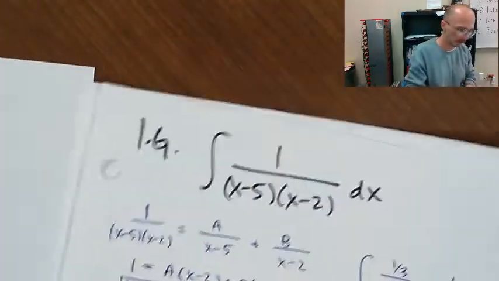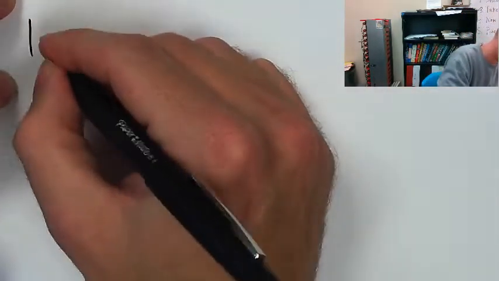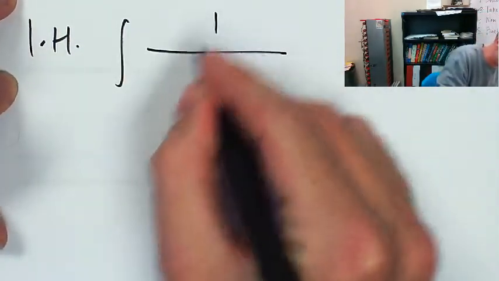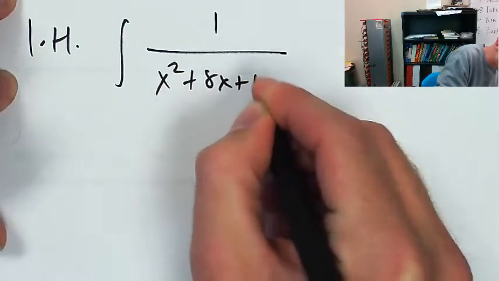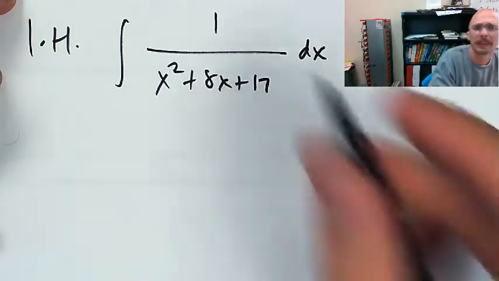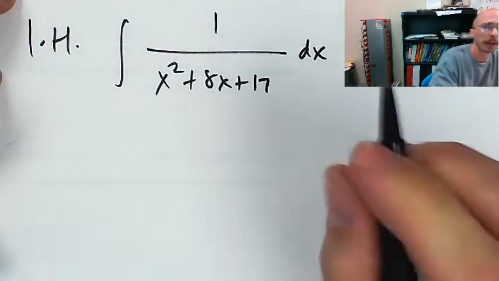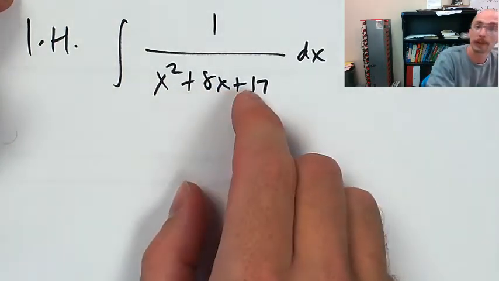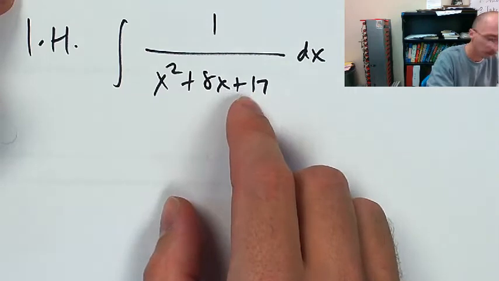All right. Then h is 1 over x squared plus 8x plus 17. 17, that's not sounding promising. It's 17 and 1, because I don't know any other factors of 17. But this is not it. And if you think about it, x squared plus 8x plus 16 would be a perfect square. So this is off by just 1.